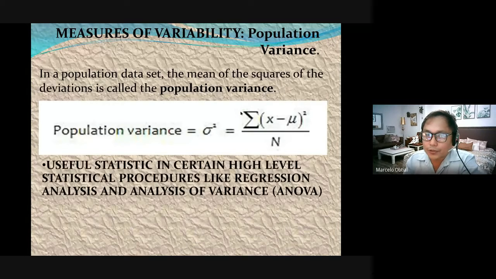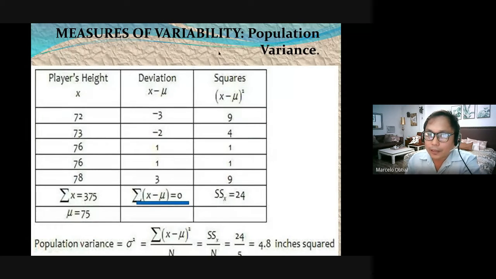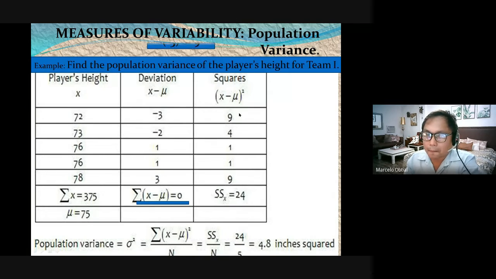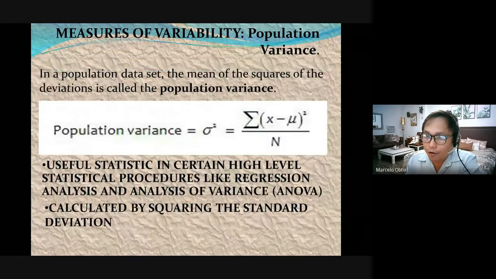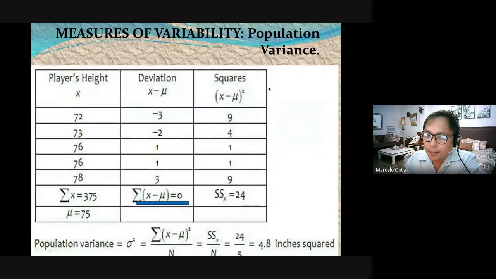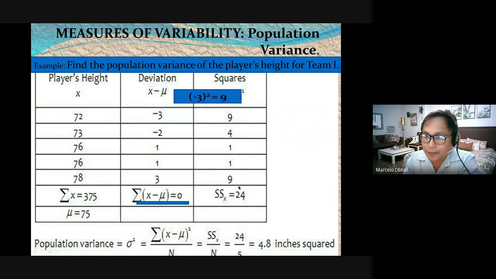So, if you're asked to solve for the population variance, we should continue the table. Third natin na column is square natin ng deviation. -3 squared will give you +9. -2 squared will give you +4. And so on and so forth. Now, we need to add the squares. Why? It's because nasa formula class. I-add mo daw dapat. Kaya yung SS dyan, ang meaning yan is sum of squares. SS means sum of squares.